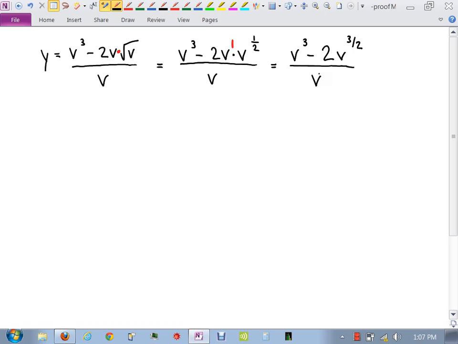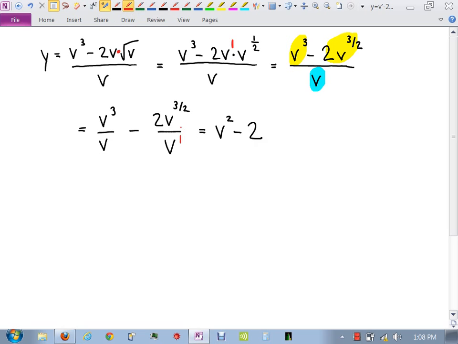But I'm actually not even a fan of the quotient rule here, because you have 2 terms in the numerator, don't you? And how many terms in the denominator? 1. And anytime you have 2 terms over 1 term, or 3 terms over 1 term, 5 terms over 1 term, you can split it into separate fractions. So I could actually go and do my v cubed over v minus my 2v to the 3/2 over v. And v cubed over v is v squared minus 2. Now how do I do v to the 3/2 over v?